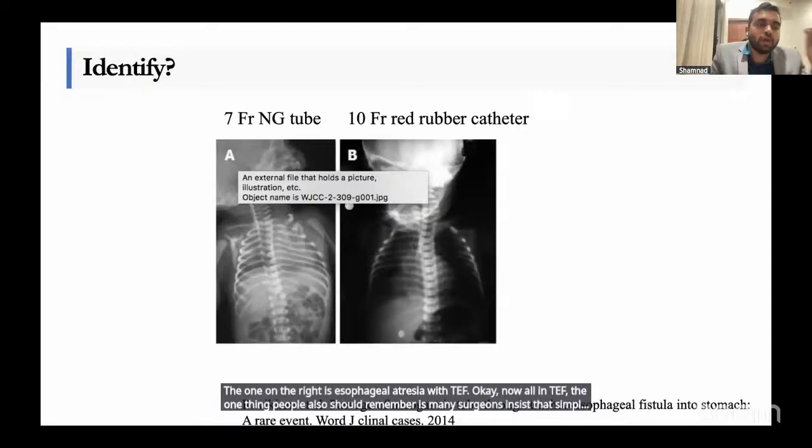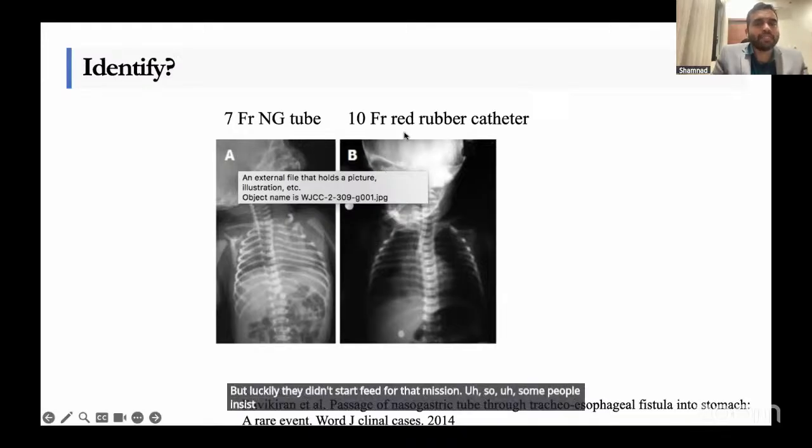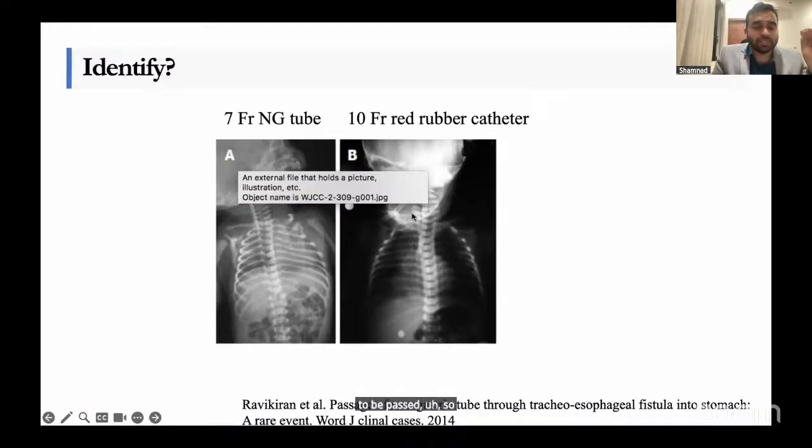of your NG is not enough. Sometimes, because recently, in our nearby hospital, we had a case where the NG was going, but luckily they didn't start feed for that patient. So some people insist on a bigger size NG or a 10 French red rubber catheter to be passed so that your diagnosis is confirmed.